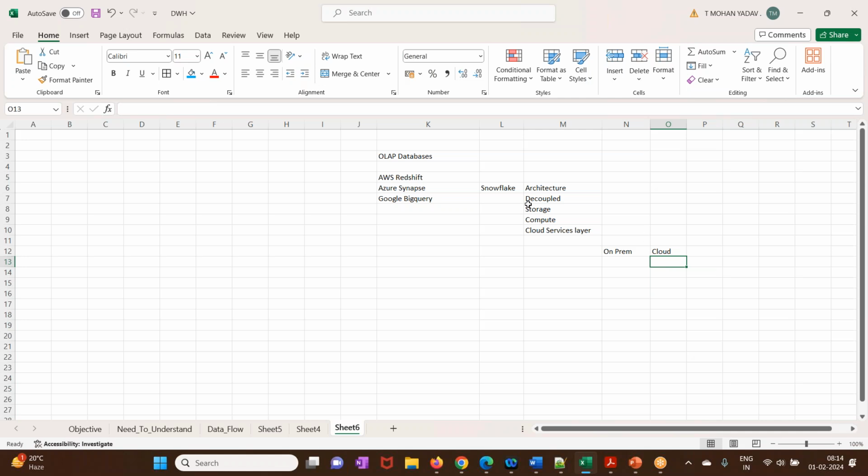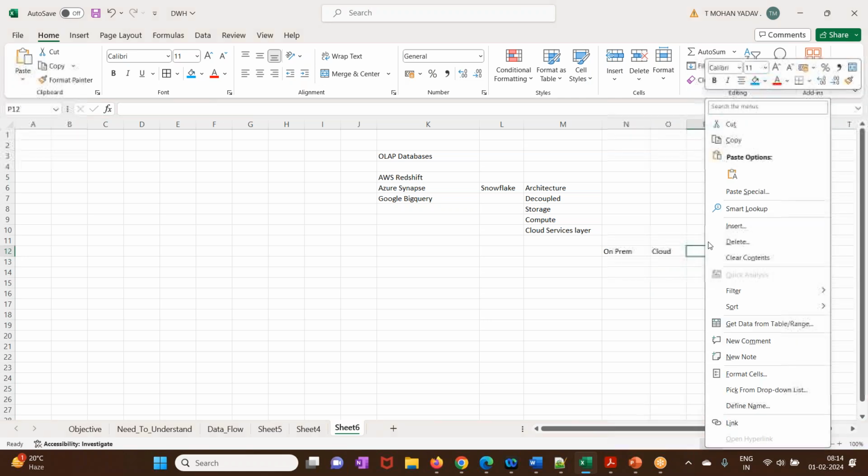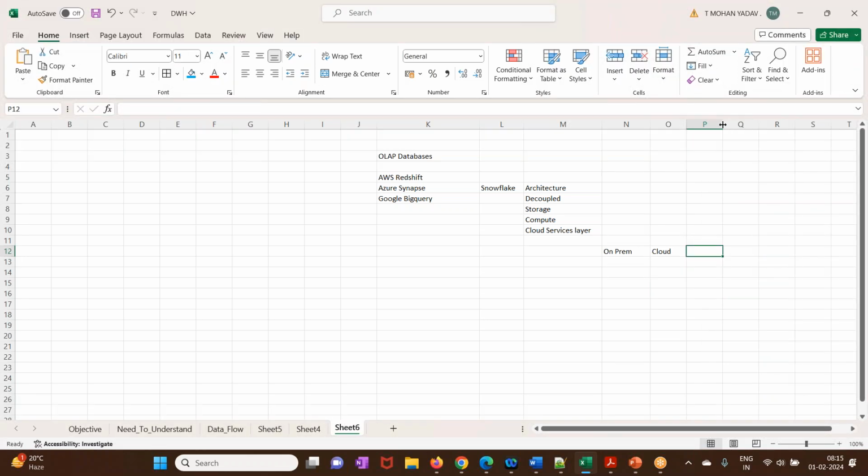Snowflake is going to be a cloud database, a cloud data warehouse. You cannot have an on-prem Snowflake. Snowflake works exclusively as a cloud data warehouse.